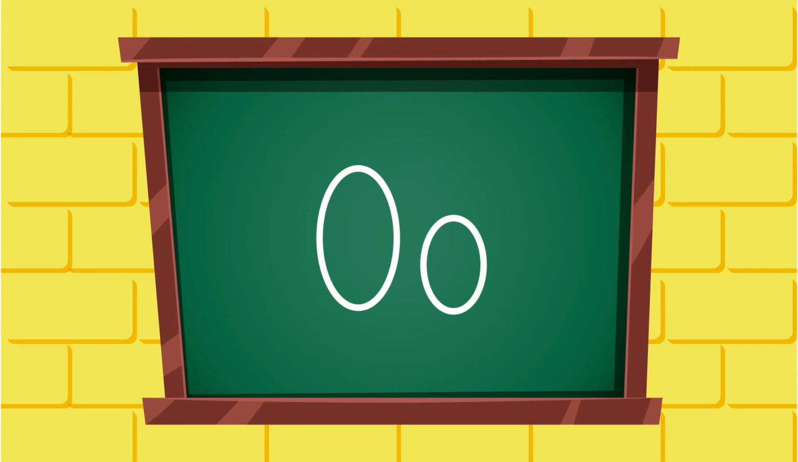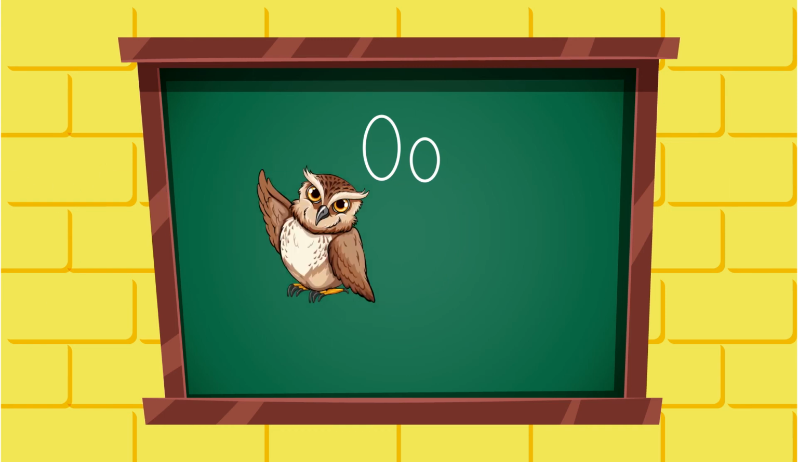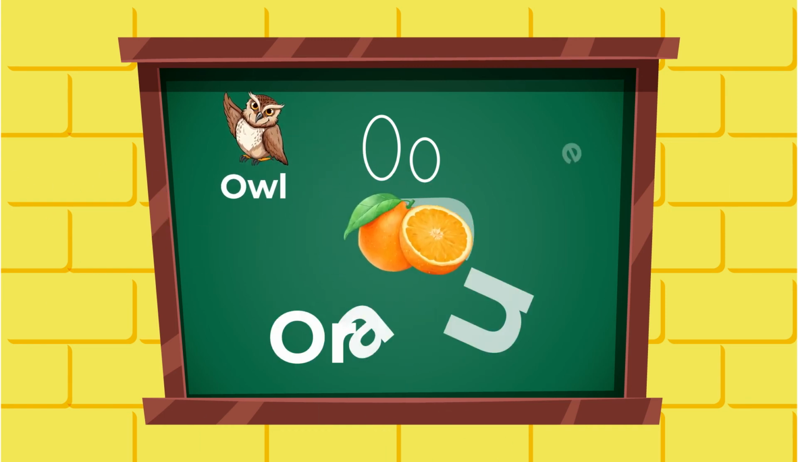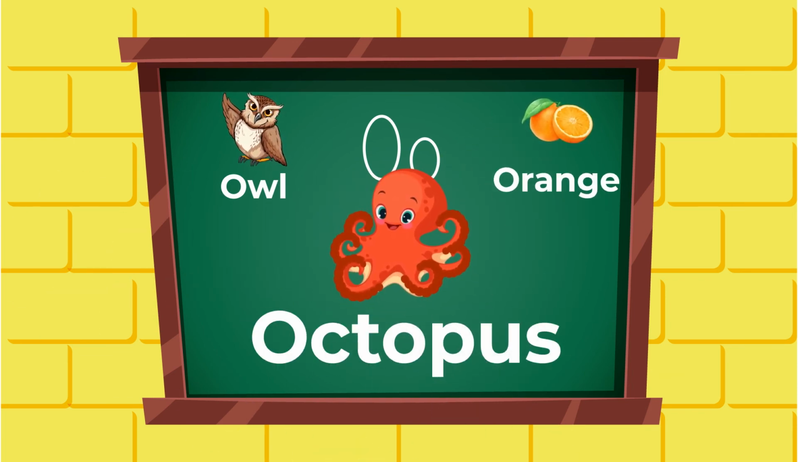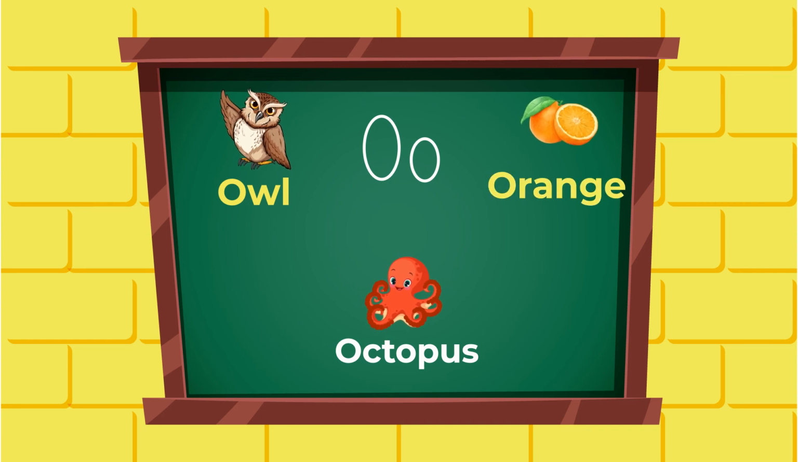Next, let's see what words start with the letter O. O for owl. O for orange. O for octopus. Say it again with me. Owl, orange, octopus.